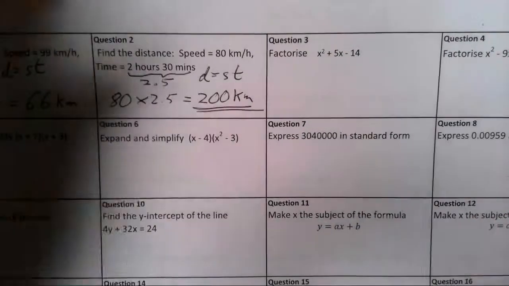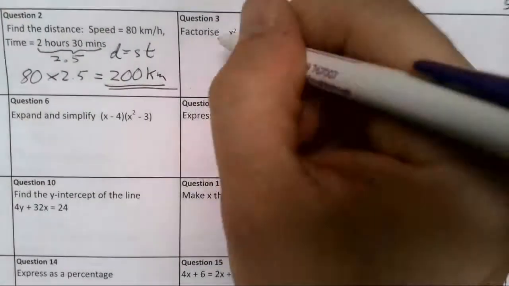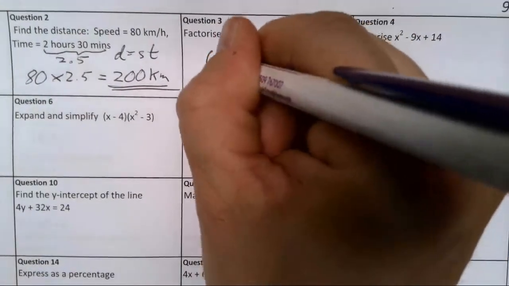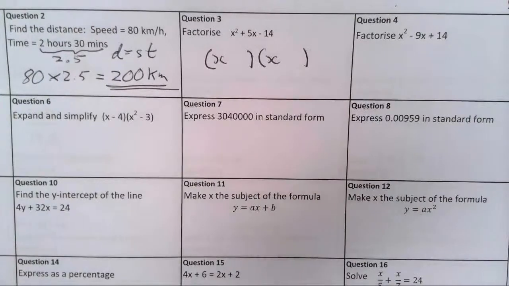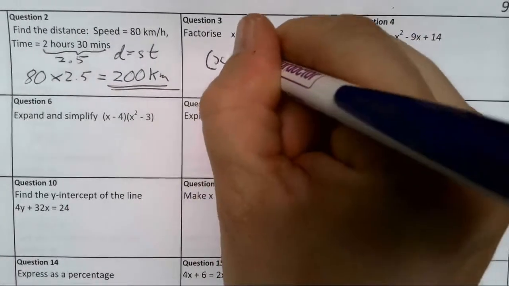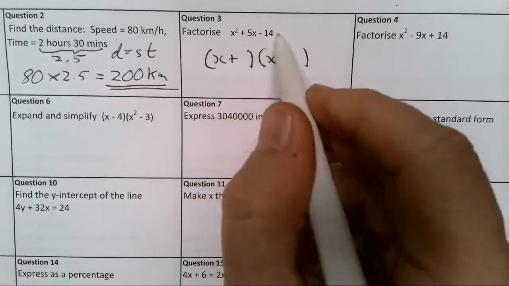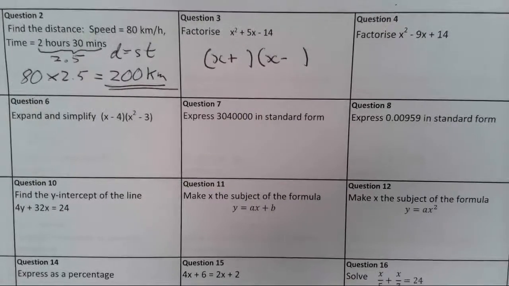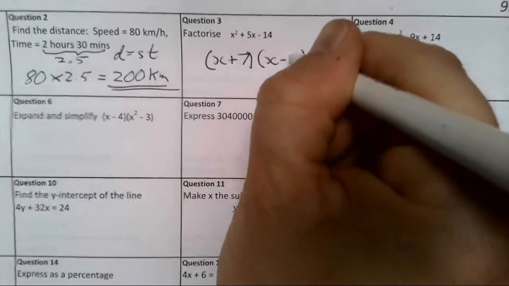Question 3, factorizing a quadratic. I'm going to put it into 2 brackets, and I've got x here and x here to create the x squared. Now one of these has to be positive, the other negative, in order to produce minus 14. Now I'm looking for factors of minus 14 which are going to add to give plus 5. So I'm going to need plus 7 and then minus 2.